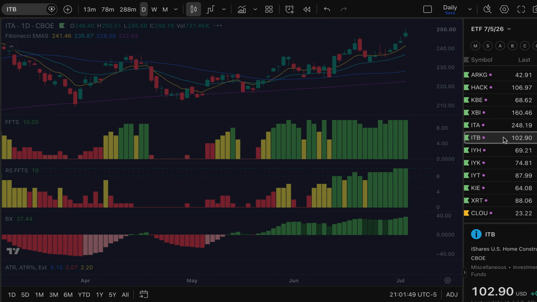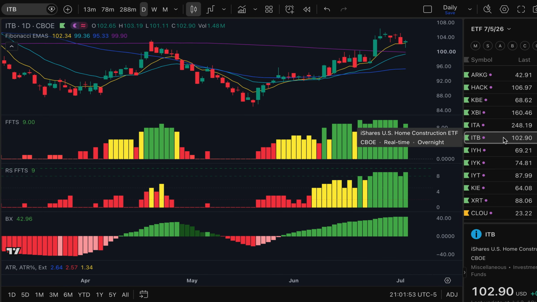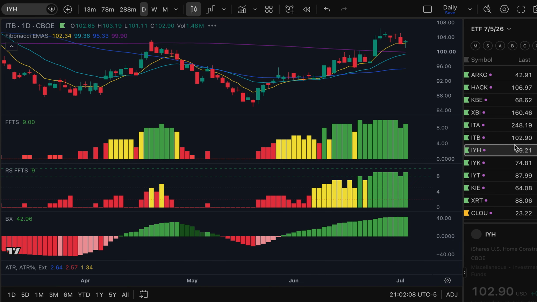Home builders, ITB, looking good. It just pulled back and held the undercut and reclaimed the 8 EMA. It's just broken out above the 200 SMA. Something to watch for this week also.